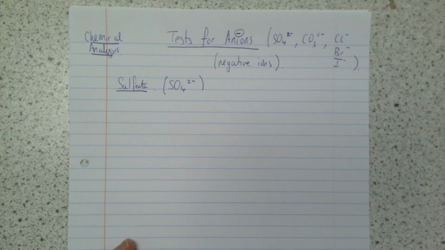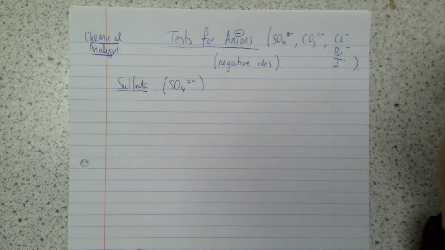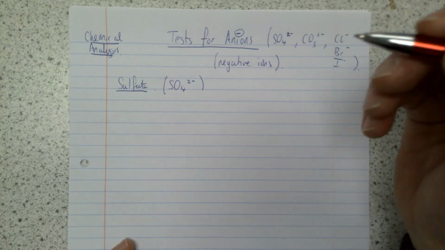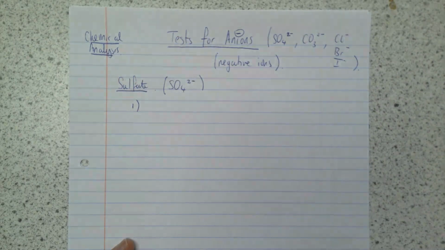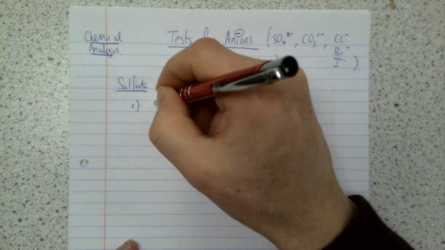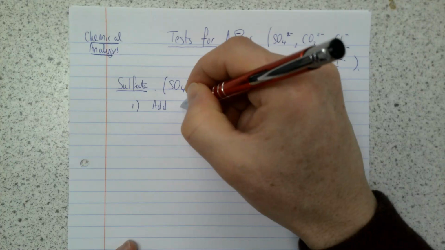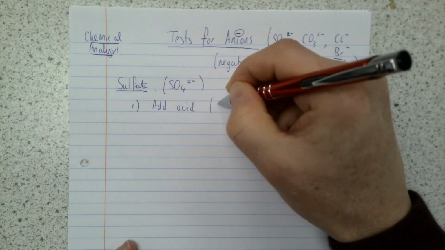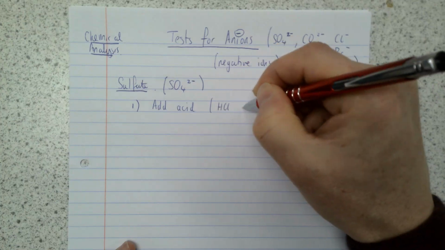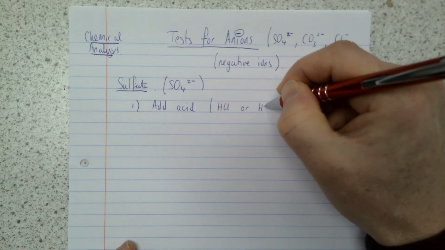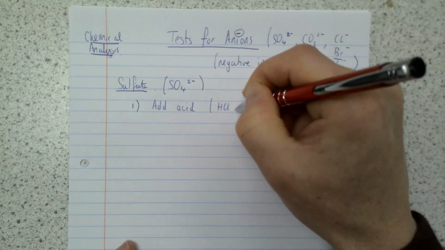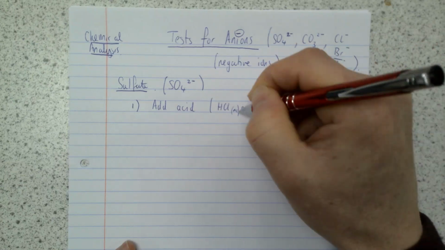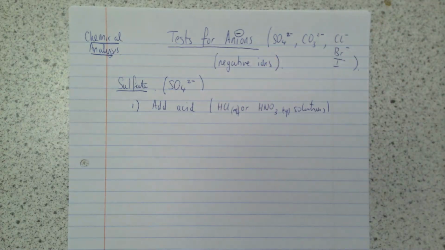And this test is another one of the precipitation tests, but we're using a different chemical to the ones for the cation tests. So the first thing you've got to do with the test for sulfate is prepare the test. And to prepare the test, you need to add some acid. Specifically, you need to add either HCl or nitric acid solution. So you can write the word solution or write a little aq after the acid there. Now, all that does is set the test up to work properly.